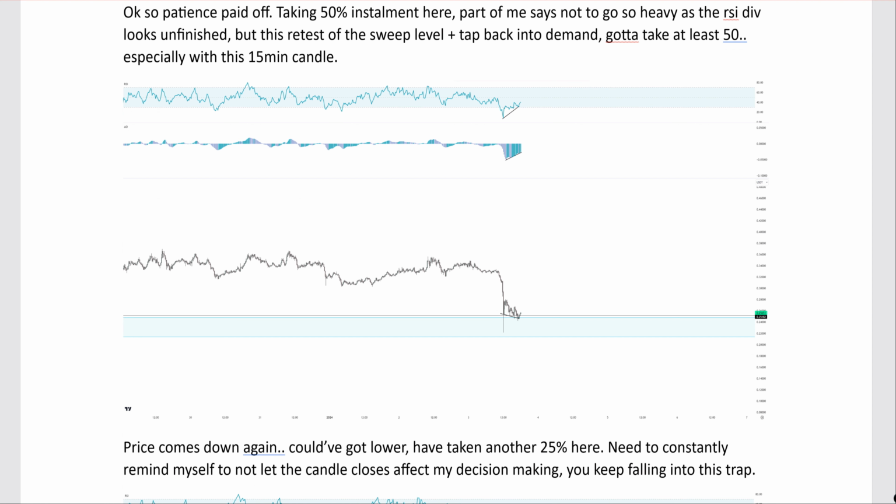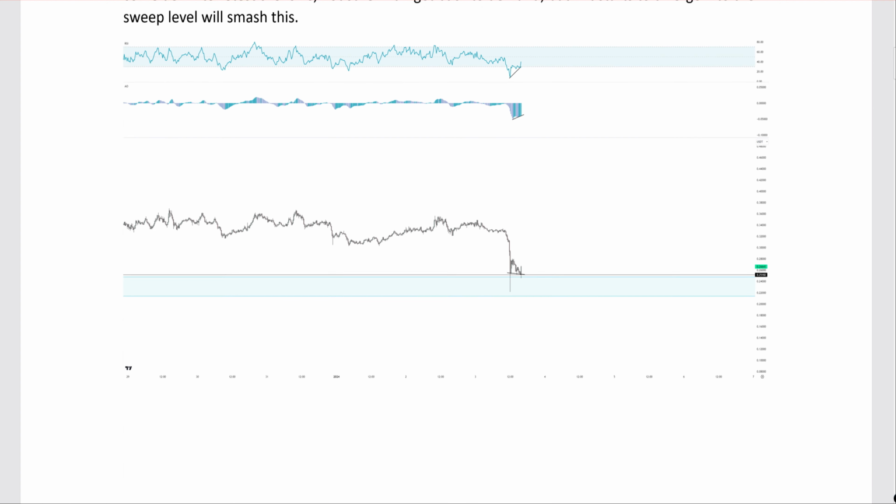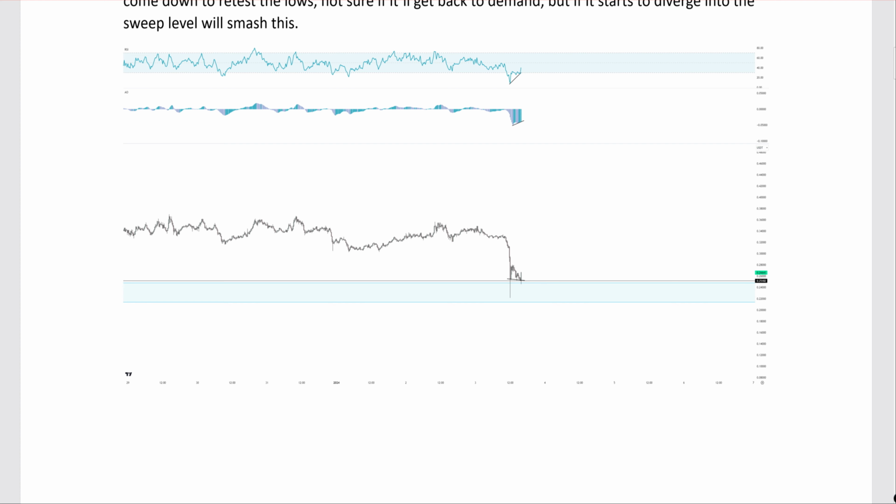Price comes down again, could have got lower, have taken another 25% here. Need to constantly remind myself to not let the candle closes affect my decision making. You keep falling into this trap, okay? So you can sense a bit of regret in the words that I'm writing there. Essentially, I never should, by my system, let candle closes affect my decision making process.